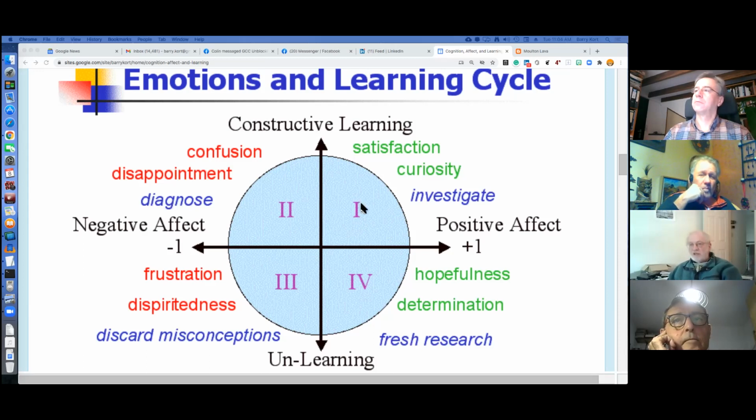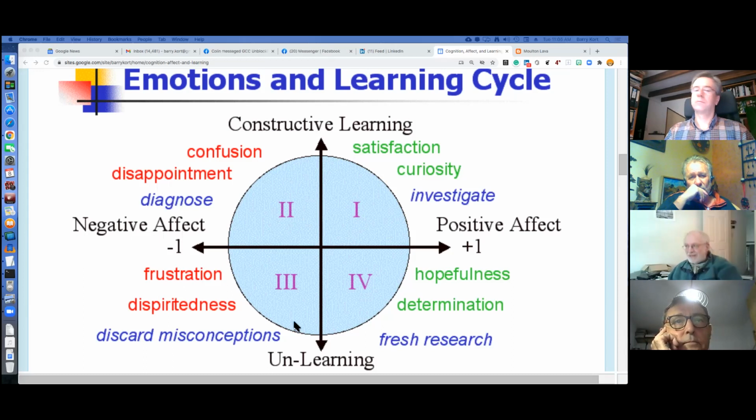Then when you go to test your knowledge to see if it makes good predictions, if it doesn't make any good predictions, you end up over here in quadrant 2, where you stop building knowledge and begin to say, wait a minute, I'm not getting what I expected. So you have disappointment or confusion. That puts you in quadrant 2, where you're slowing down and stopping. If you have a misconception, you've got to throw it away.